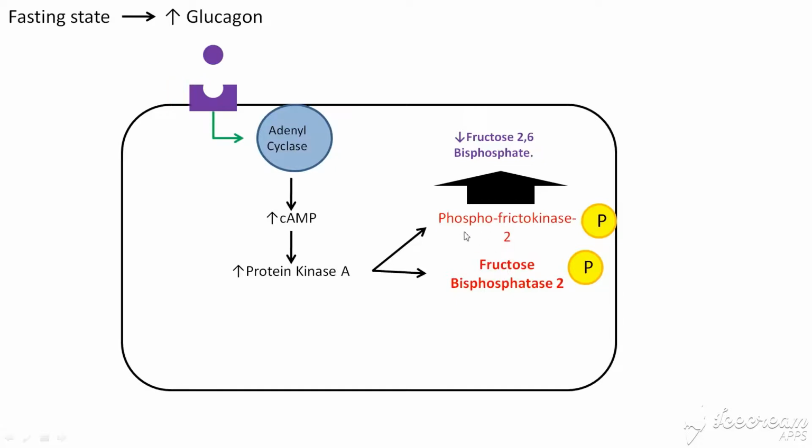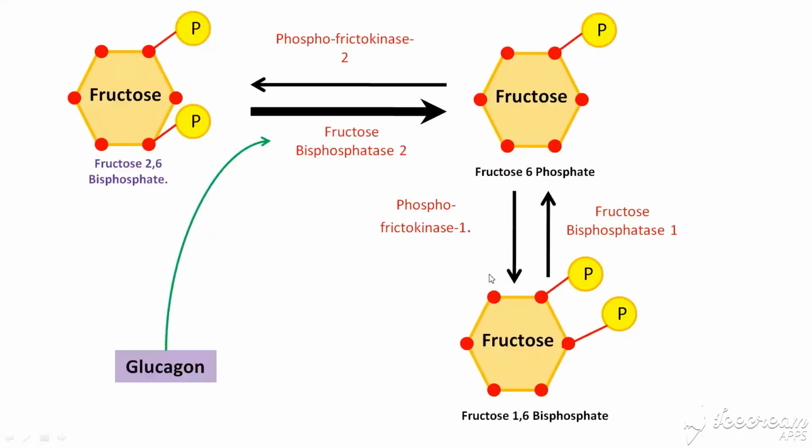And like we said before, the phosphorylation of these two enzymes has different effects on them. So the phosphorylation of phosphofructokinase 2 is actually going to lead to a decrease in activity, and the phosphorylation of fructose bisphosphatase 2 is actually going to lead to an increase in activity. So when you have an increase in the activity of fructose bisphosphatase 2, you're going to decrease fructose 2,6-bisphosphate in the cell, and so there's going to be no induction of phosphofructokinase, and this is going to promote the process of gluconeogenesis.